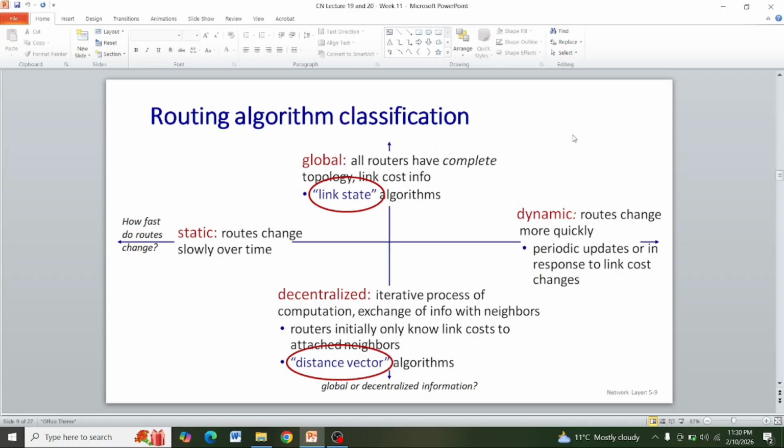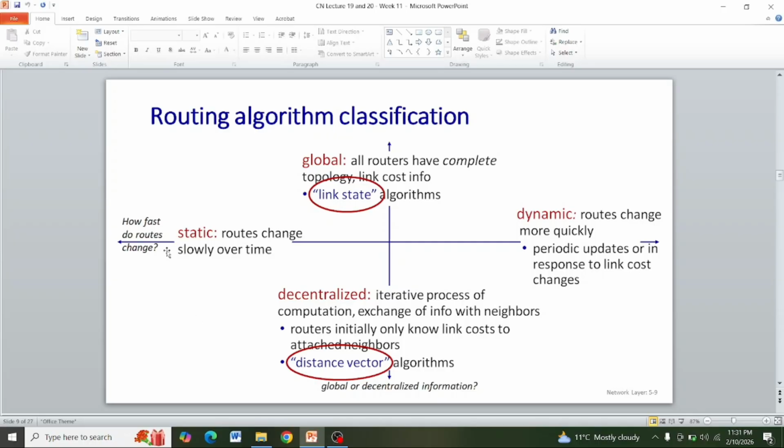Here is a brief description of the classification of routing algorithms. The global routing algorithms, where all routers have complete topology and link cost information, that we earlier discussed, are the link state algorithms. And the second category becomes the decentralized routing algorithms, where an iterative process of computation and exchange of information with neighbors takes place.